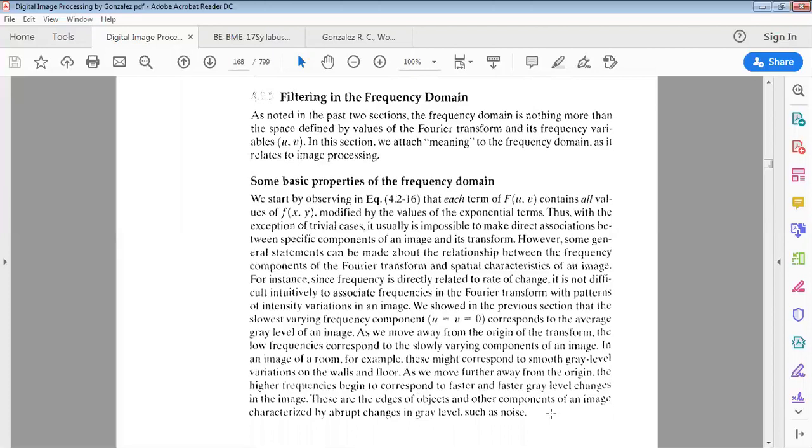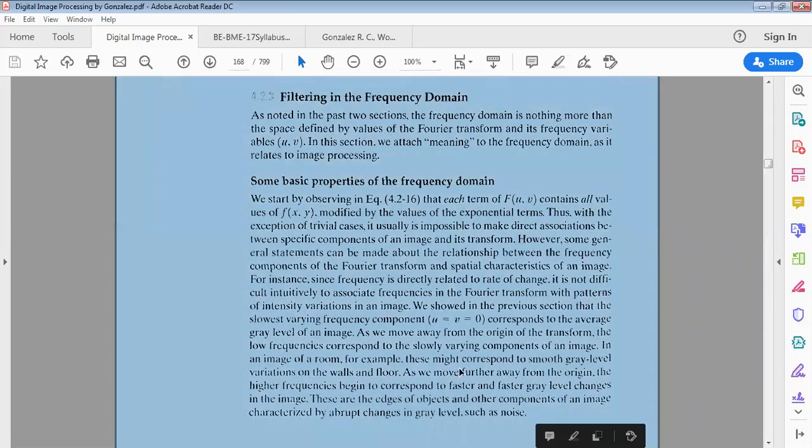So these are the edges of the object. High frequency components correspond to faster gray level changes, and this corresponds to edges of objects and other components of an image which are characterized by abrupt changes in gray levels, such as noise.